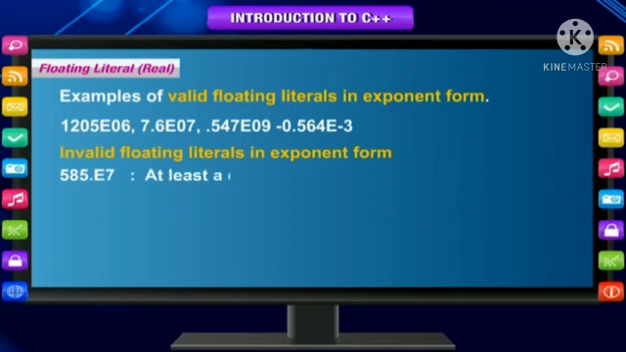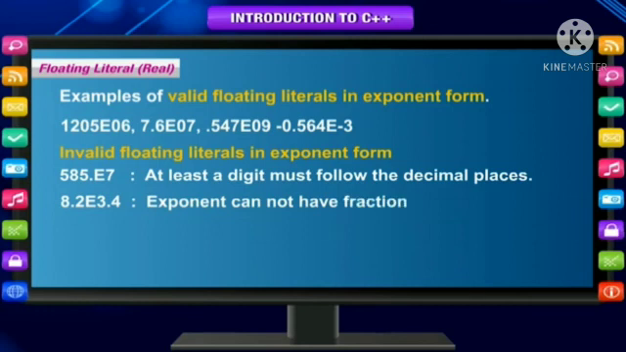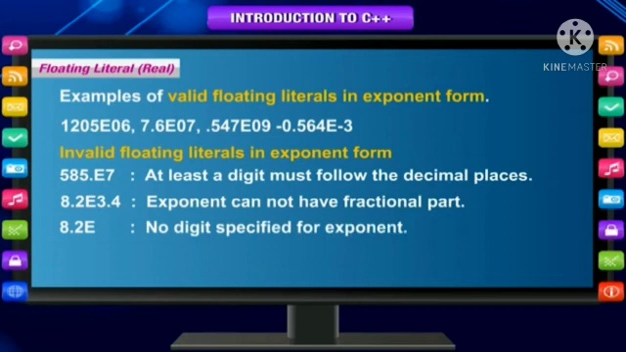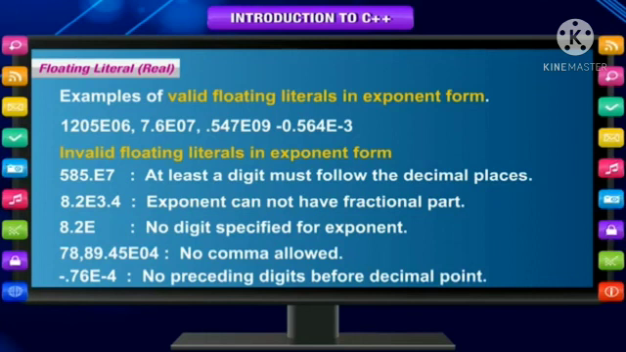Invalid floating literals in exponent form: 585.E7, at least a digit must follow the decimal point. 8.2E3.4, exponent cannot have a fractional part. 8.2e, no digit specified for exponent. 78,89.45E04, no comma allowed. -.76e-4, no preceding digits before the decimal point.